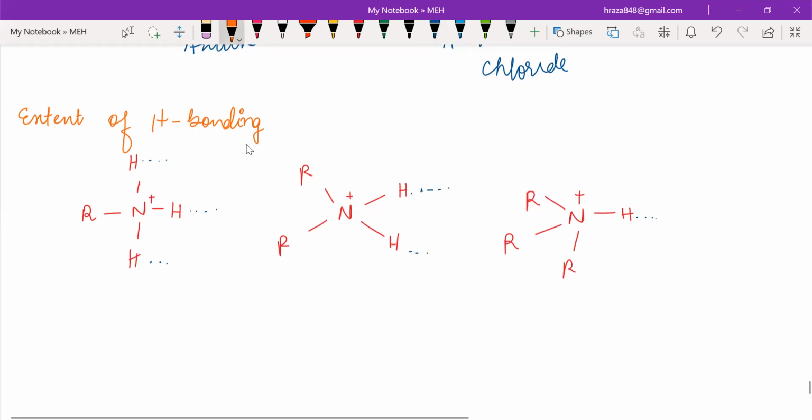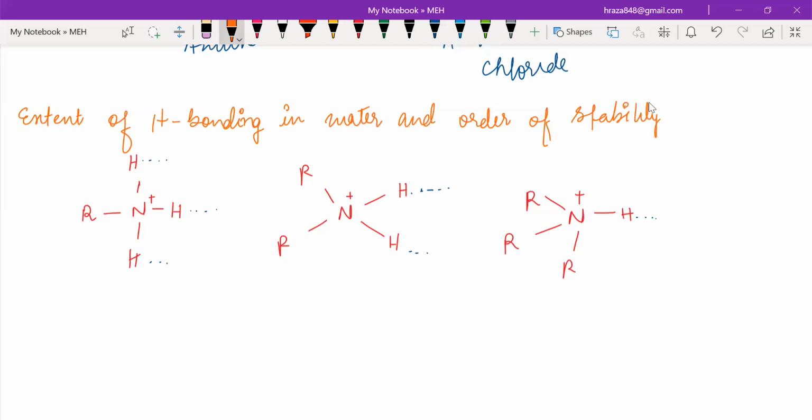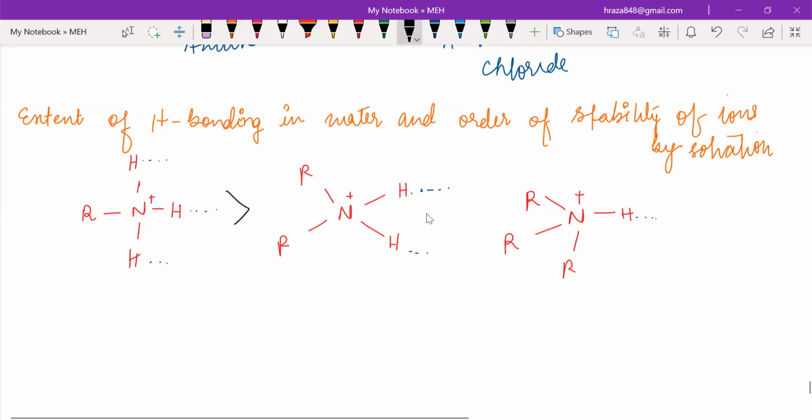So I'm going to write it here. Extent of hydrogen bonding in water and order of stability of ions by solvation. So you can think it's more hydrogen bonding. So please do write it.